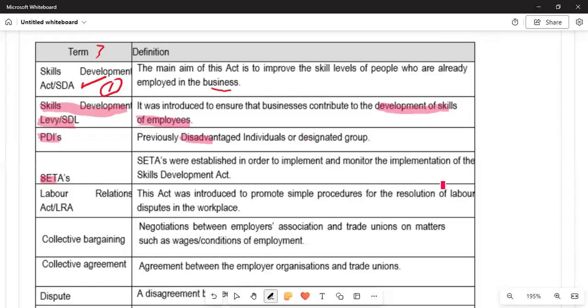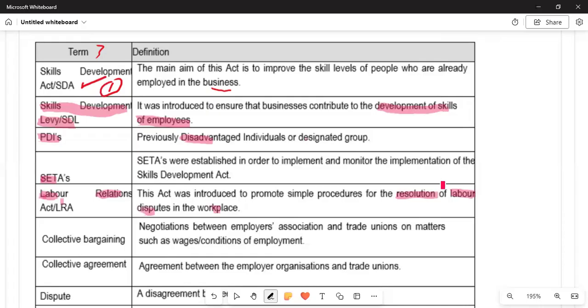Then we have the Labour Relations Act. This act was brought into account to regulate the relationship between employers and employees. The definition that we are giving here is that this act was introduced to promote simple procedures for the resolution of labour disputes in the workplace. If there are disputes in the workplace, it is with this act that those disputes will be resolved.